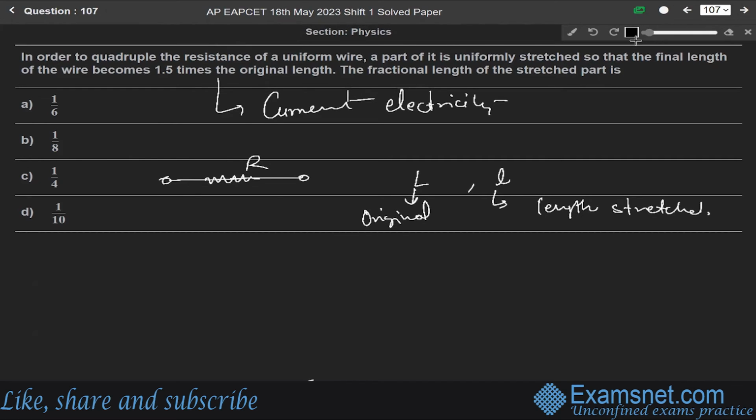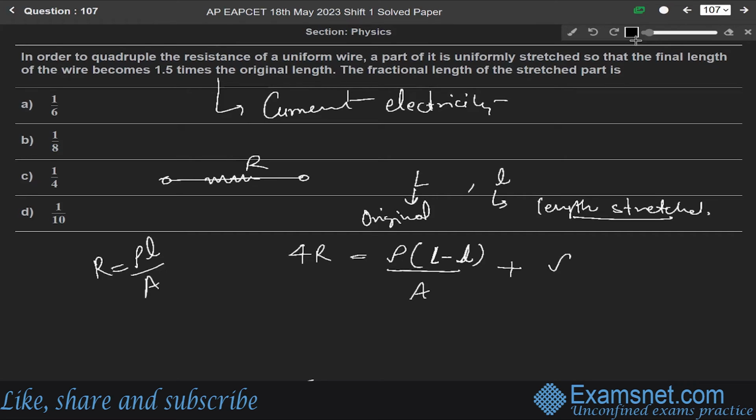Now 4R, it is being quadrupled. So 4R will be equal to rho (L minus l) over A. Since we know that R equals rho L over A, and L minus l means the original length minus the length that is stretched, over A. Plus rho over this 0.5 L plus small l over A dash.